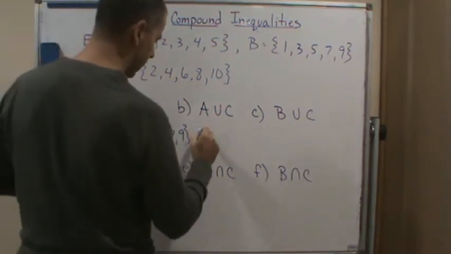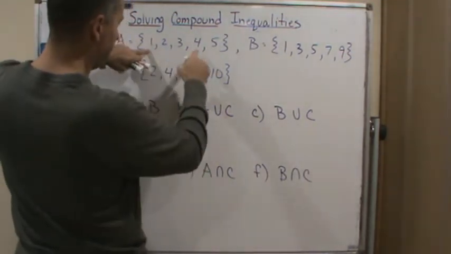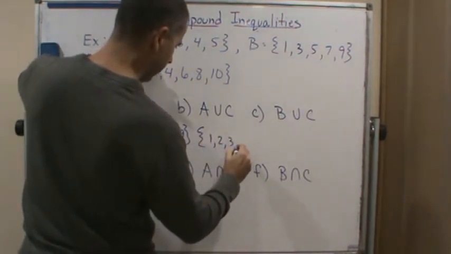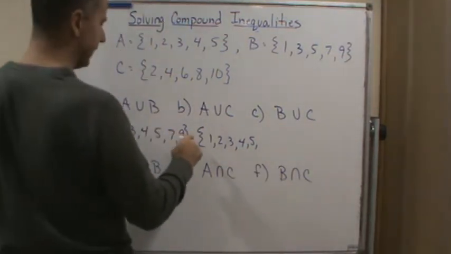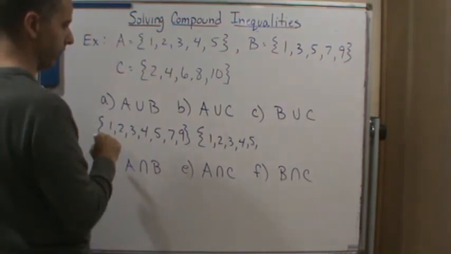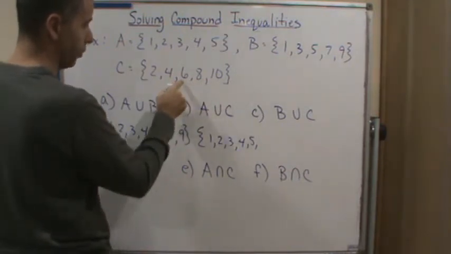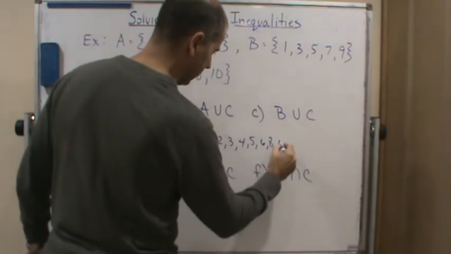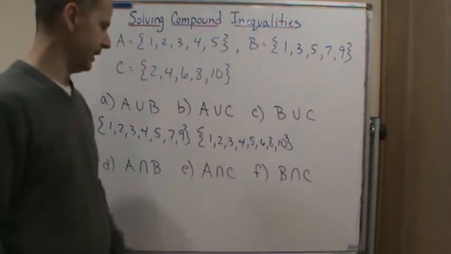Okay, so again, I'm going to start with the set A, so that gives me 1, 2, 3, 4, and 5. And now I want everything that's in C that I haven't already written down from A. So I've already got 2, I've already got 4, but I don't have these, so I'm going to take these. So this is going to be 6, 8, and 10. And so that's the answer for A union C.